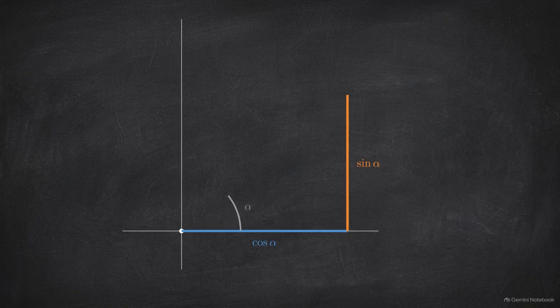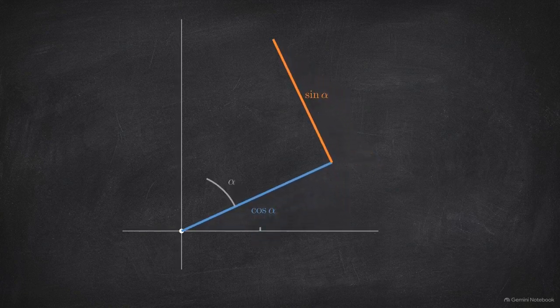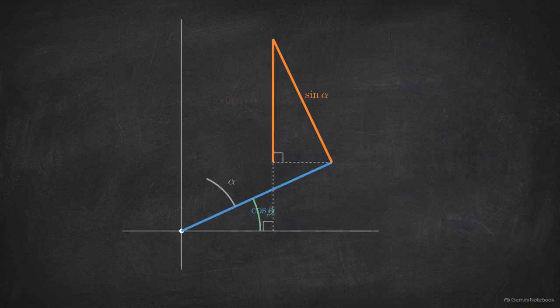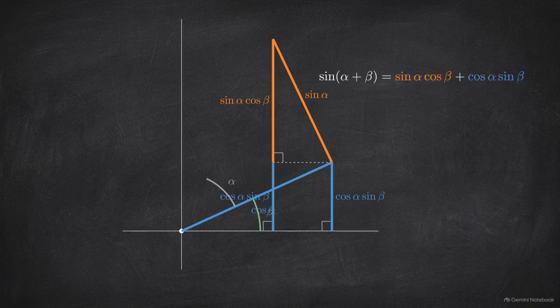This animation shows parents 2 and 3. We ask a simple question. What happens when we combine two different turning movements, alpha and then beta? To find the total vertical reach of both turns, we look at how the second angle affects the first. The original upward step, sine alpha, is scaled by the second turn's cosine. Meanwhile, the original sideways step, cosine alpha, actually tilts upward because of the second turn's sine. We add these two contributions together to get the sine addition formula.